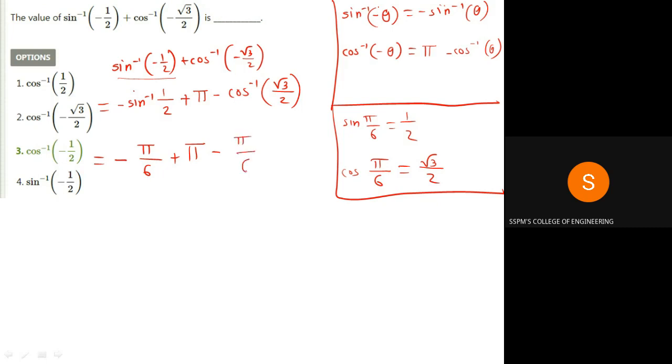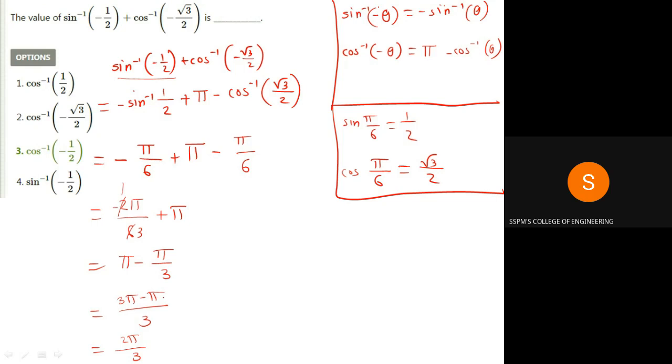Similar value. So now this is minus pi by 6 minus pi by 6, that means minus 2 pi by 6, plus pi. 2 ones are 2 and 2 threes are 6, so minus pi by 3. So we write it as pi minus pi by 3. What is pi minus pi by 3? It is 3 pi minus pi divided by 3. So what is 3 pi minus pi? It is 2 pi divided by 3. So that is the answer for this.